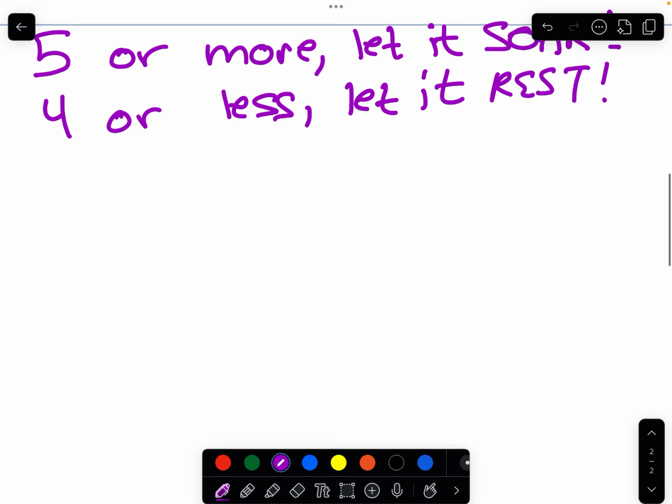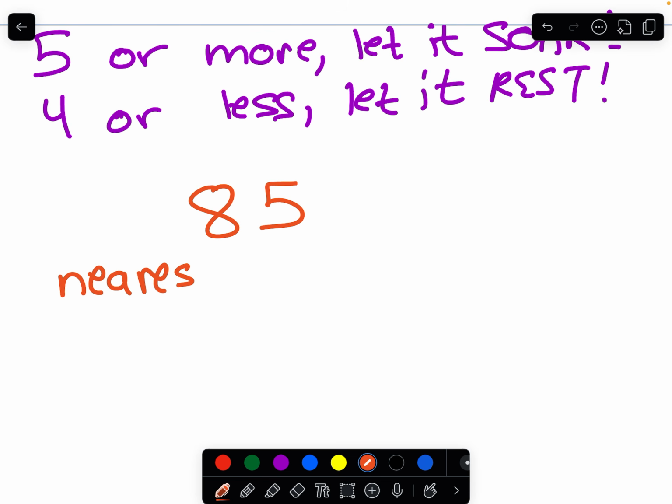Let's try another number. Let's do 85. And let's see what our rule will tell us to round 85 to. So first, we are rounding to the nearest 10. So we have to identify where the tens place is. So here's the ones place, here's the tens place. We've found the tens place, so now we're going to go to the next place value down, which is the ones place. And the rule is 5 or more, let it soar. 4 or less, let it rest.